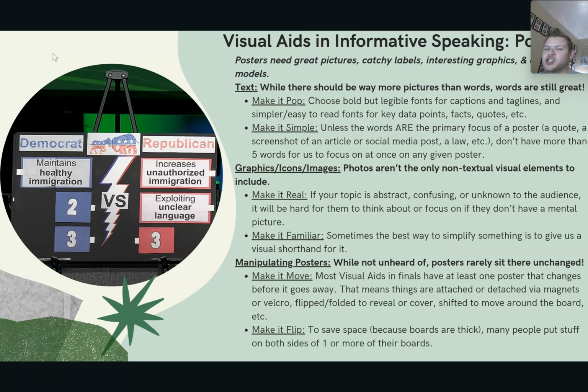Graphics, icons, and images. Photos aren't the only kind of visual element that we want to include. You need to make it real. If your topic is abstract, confusing, or unknown to the audience, it's going to be really hard for them to think about it or focus on it if they don't have a mental image for reference. Use charts, diagrams, maps, portraits, models, everything like that to help give them that mental picture if they've never seen or thought about it before.